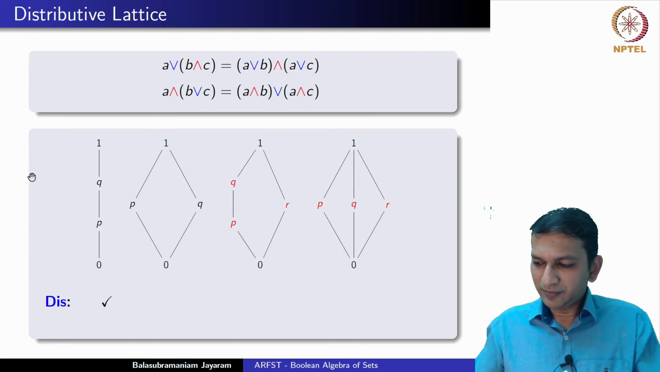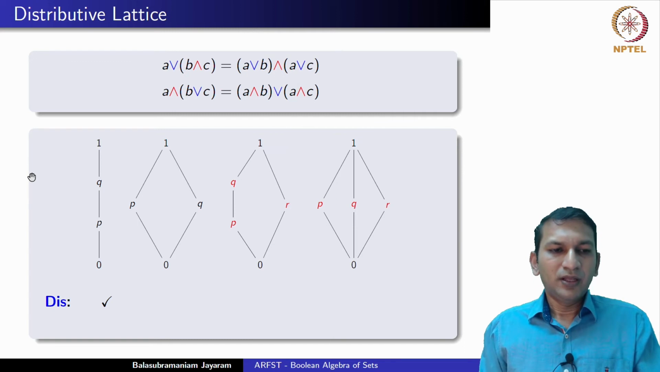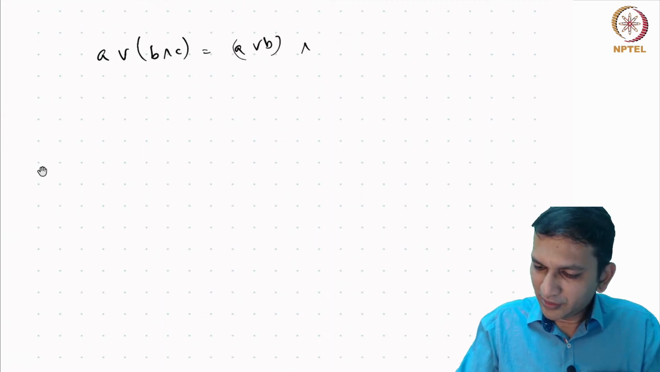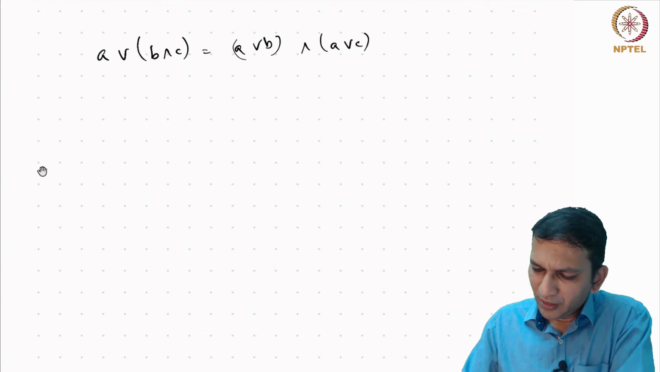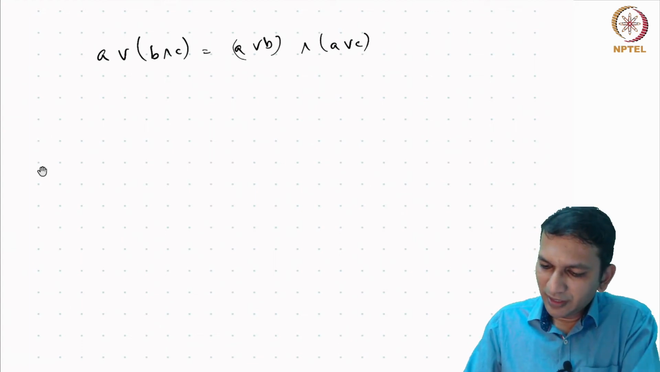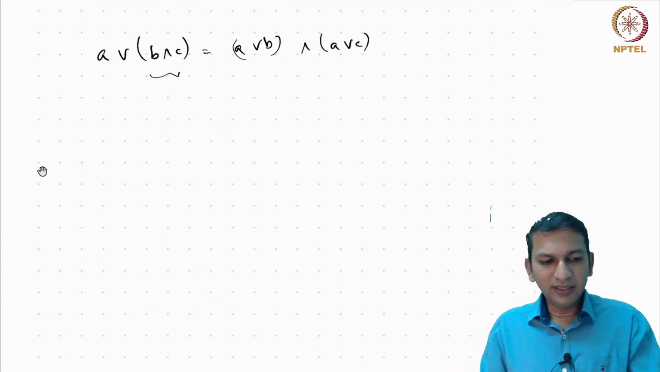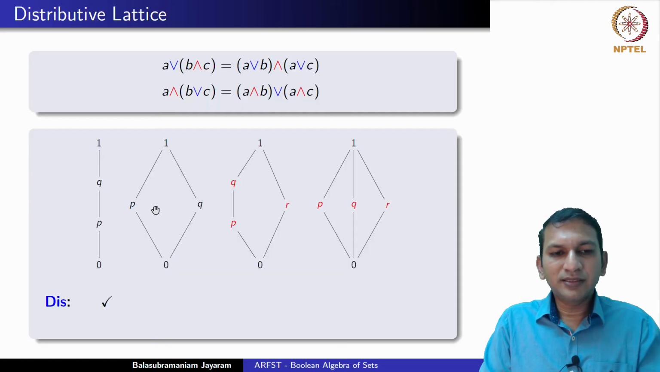let's look at the first lattice, or in general, a chain itself. So this is what we want to prove: A join (B meet C) is (A join B) meet (A join C). Now in a chain, since any 2 elements are related, B meet C can either be B or C. It cannot be anything else, unlike the other lattices that we have here.